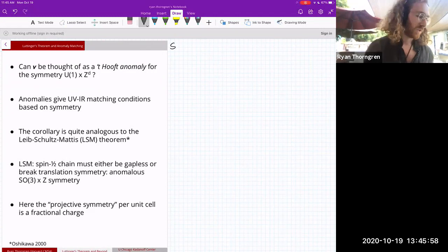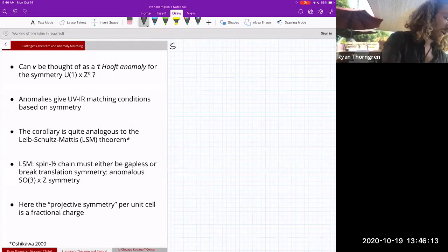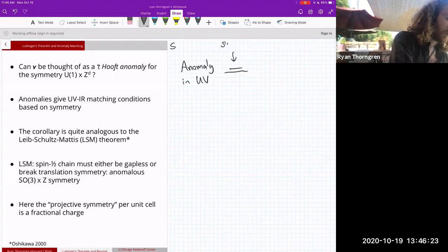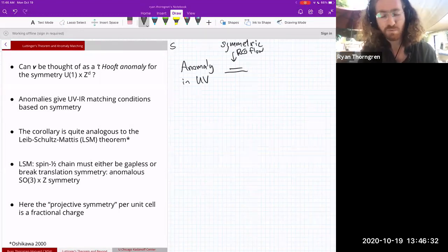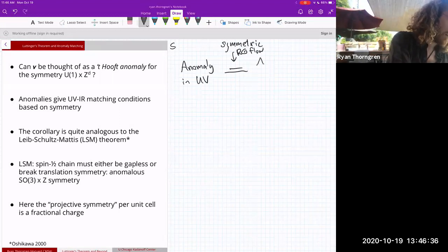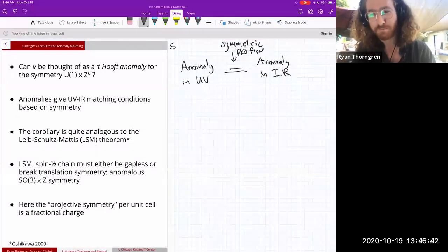First of all, 't Hooft anomalies: any theory that has a global symmetry has a further invariant of that symmetry, the 't Hooft anomaly. And the important result about 't Hooft anomalies is that there's a UV-IR matching. So if we have some anomaly in the UV, and then we undergo some symmetric RG flow, so an RG flow triggered by a symmetric operator, flow to some IR fixed point, the anomaly in the infrared has to equal the anomaly in the ultraviolet.